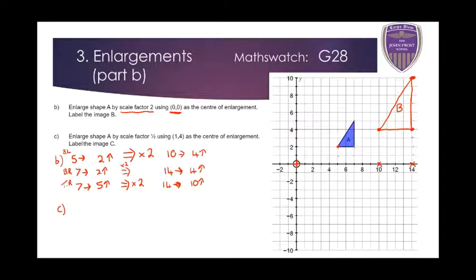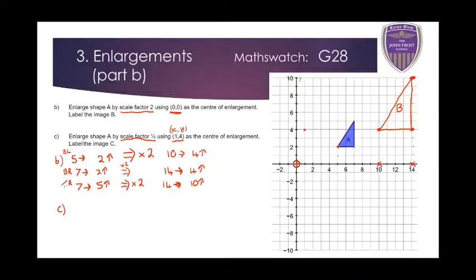Okay, so all that means is instead of multiplying everything by 2, we're going to be multiplying everything by 1/2. So we're going to be halving everything, but we're also going to be using the coordinate 1, 4 as our center of enlargement. Okay, so the coordinate 1, 4. Remember, the first number is the x-axis, the second number is the y-axis. Okay, so 1, 4 would be 1 across and 4 up.